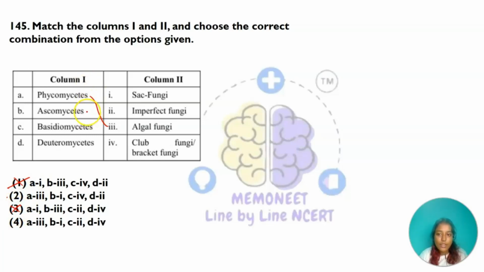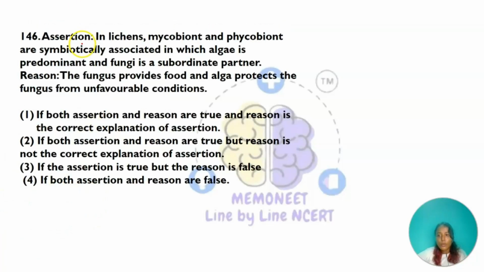Ascomycetes are known as sac fungi, and Deuteromycetes are known as imperfect fungi. So the correct option is option 2 right here. Let's read out the question here.